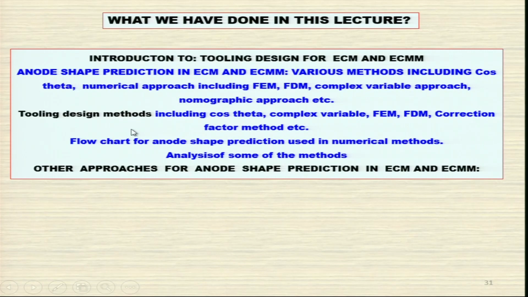And then tooling design methods including cos theta method, complex variable approach, finite element method, finite difference method, correction factor method, etc. Although I have not discussed the correction factor method, this is most recent and very useful for tool design purposes. So, we will discuss it in the next lecture. Now, flowcharts for anode shape prediction have been given in this lecture. They can be exhaustive also, and are used in numerical methods and analysis of some of the methods. Other approaches for anode shape prediction in ECM and ECMM, some of them have been discussed in this particular lecture, but all of them have not been done because otherwise it becomes too long. So, you can find them from the different research papers and from the book.